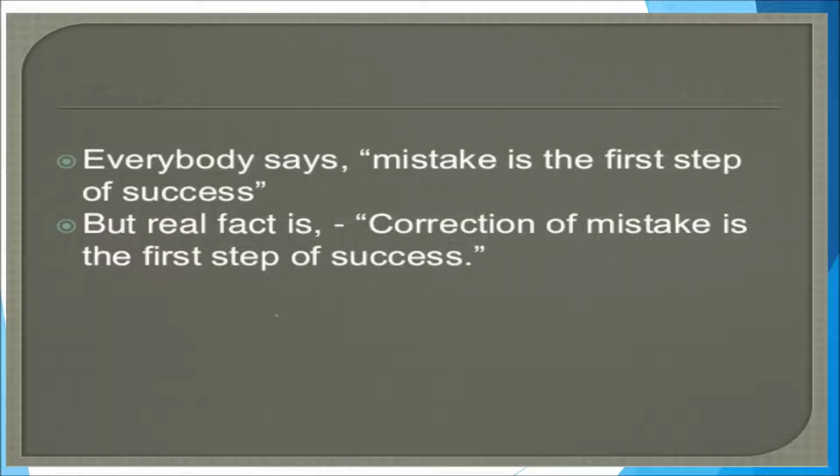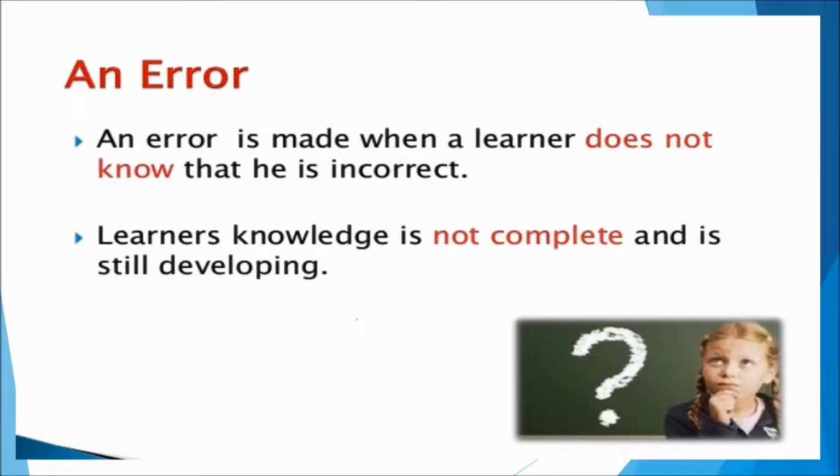Everybody says mistake is the first step of success, right? But the real fact is correction of mistake is the first step of success. An error is made when a learner does not know that he is incorrect, which means an error is made when a learner does not know that he is wrong. Learner's knowledge is not complete and is still developing.